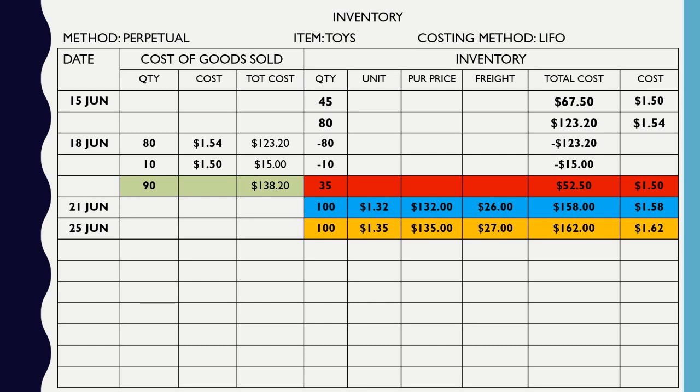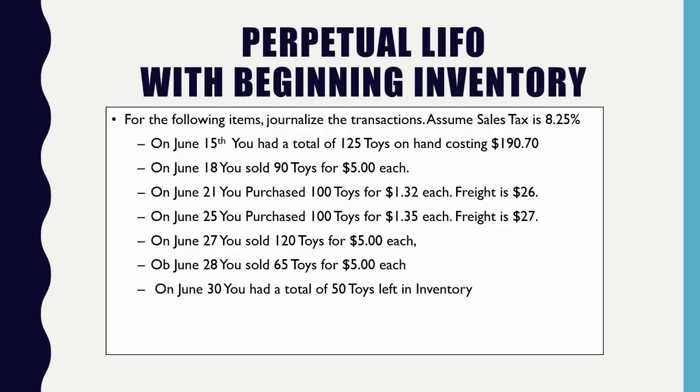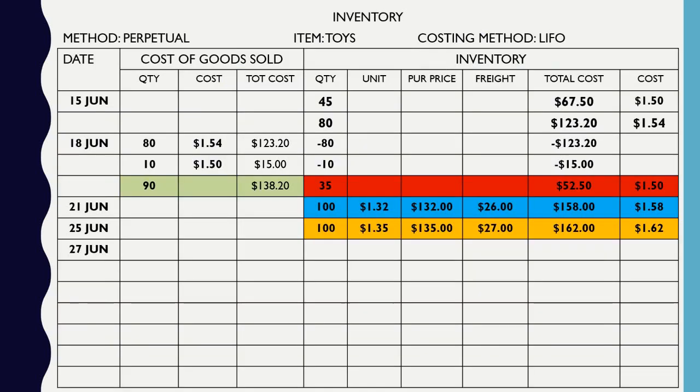So now I'm dealing with 3 batches of inventory. So the next time I sell out my inventory, I'm going to be looking to use my last one that I just purchased first. Okay, so in this case, I'm going to take out my orange batch first. So there you go. So then on June 27th, we end up selling 120 toys once again.